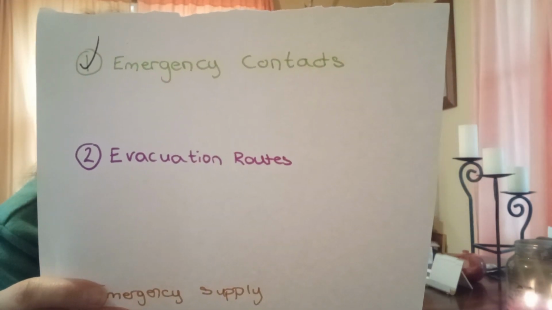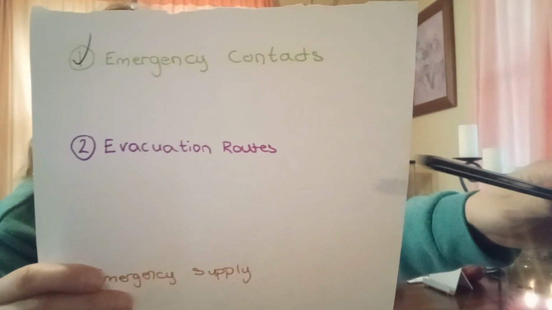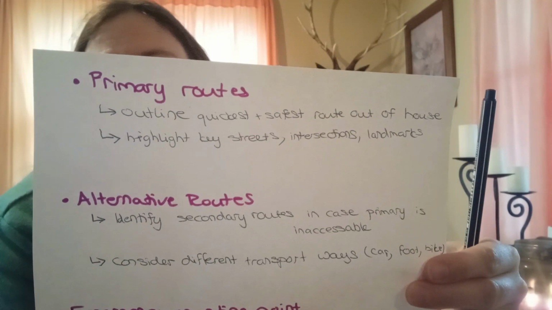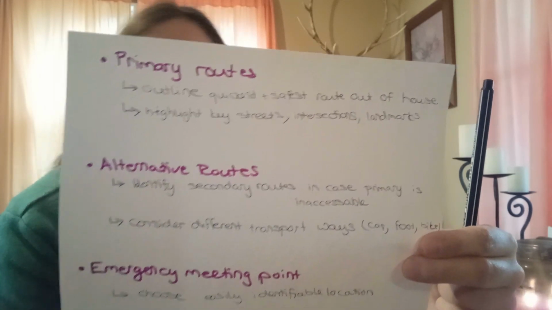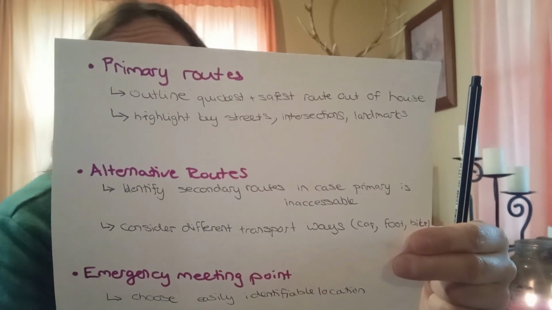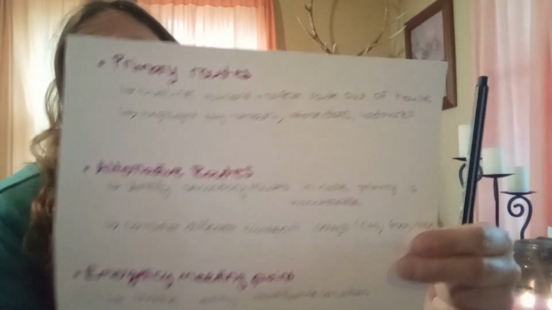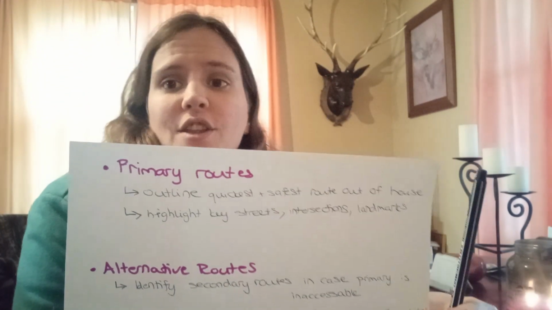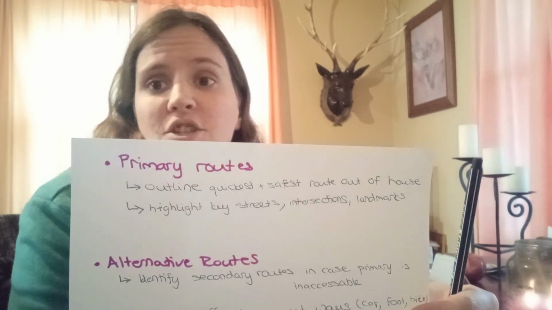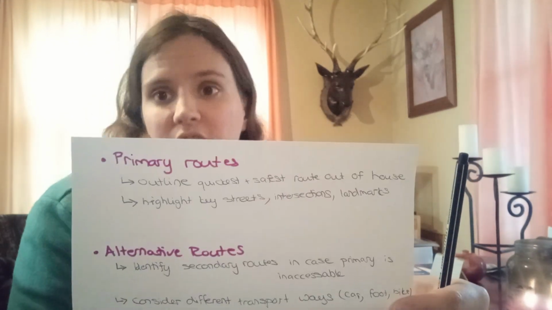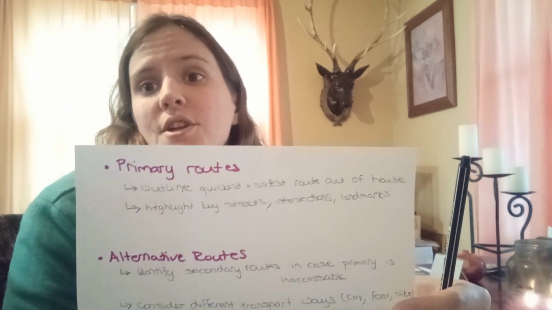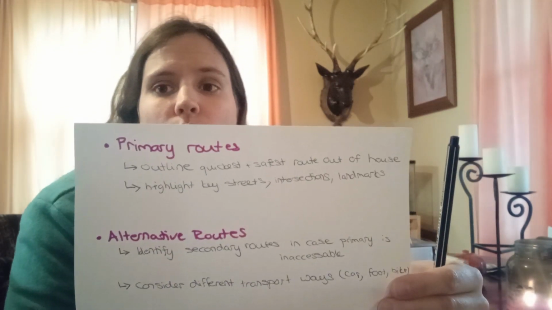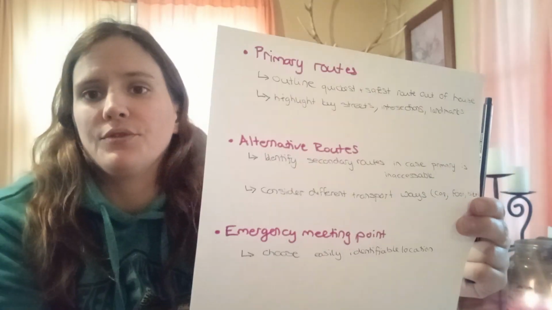Now that we got that covered and written down, let's work on our evacuation route. We always start with a primary evacuation route. So you try to find the quickest and safest way, not only out of the house, but also where you want to go. You want to look at the fastest way, what landmarks, intersections, and streets you go through. Write that down, figure it out, and share it with your family, making sure that's the smartest way to go. And then you make an alternative route.